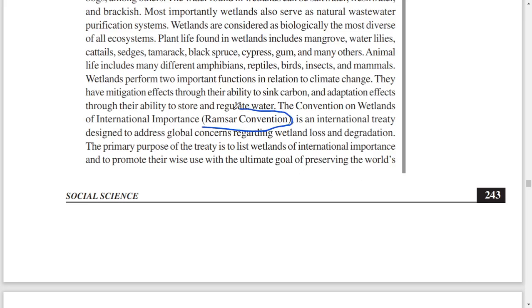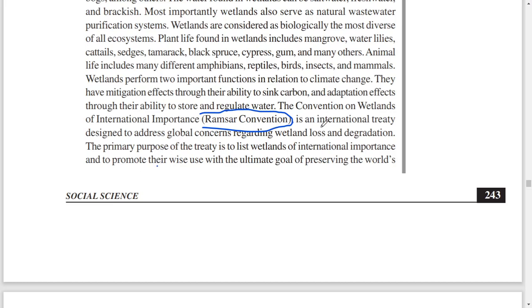The Convention on Wetlands of International Importance, that is the Ramsar Convention. We now have 75 Ramsar sites in India. In Odisha, we have 5 Ramsar sites. It is an international treaty. This Ramsar Convention was held in 1971. Every year, 2nd February is celebrated as Wetlands Day.